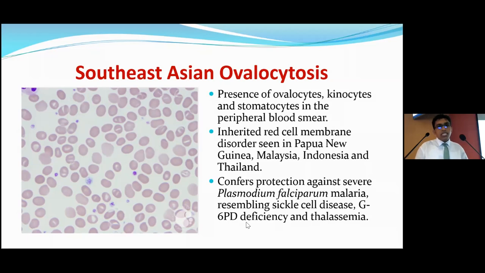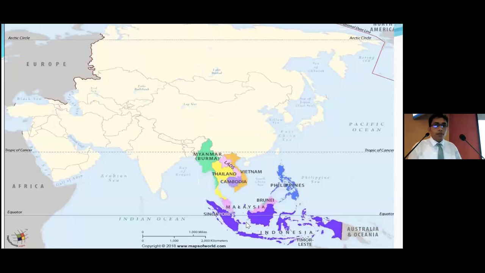And this Southeast Asian ovalocytosis confers protection against severe Plasmodium falciparum malaria, resembling sickle cell disease, G6PD deficiency, and thalassemia, mainly alpha thalassemia. And these are the Southeast Asian countries like the Philippines, Malaysia, Thailand, Indonesia, and Papua New Guinea, mainly in coastal regions, where these diseases are prevalent.